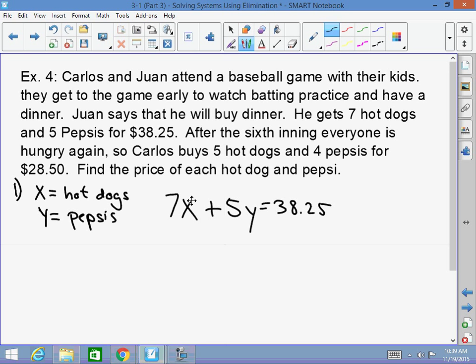Very good. What's my second equation when Carlos buys? 5x plus 4y equals 28.50. Guess what, guys? You guys got a quarter of the problem done already. Actually, 1/3 of it. Because now the other third will be to solve for x, and the other third will be to solve for y. Okay? So you got a third of the problem down right here, right now. As scary as you thought that was, was that really that scary?